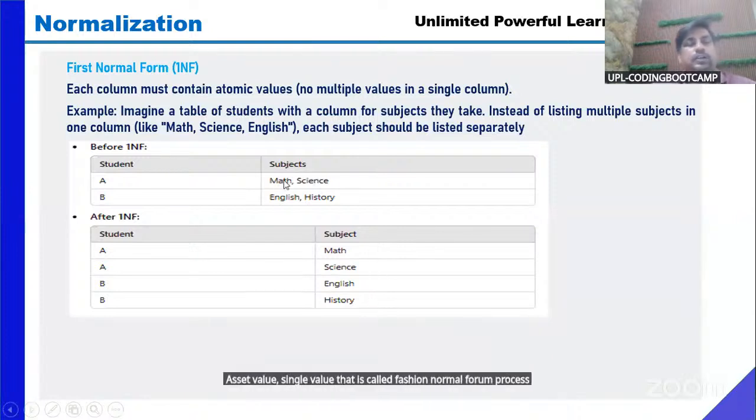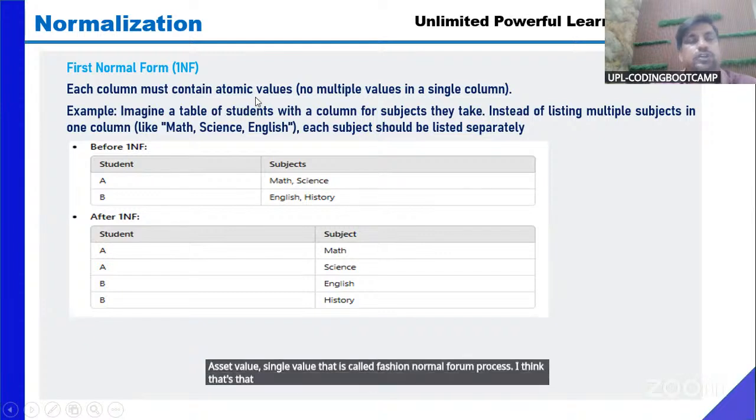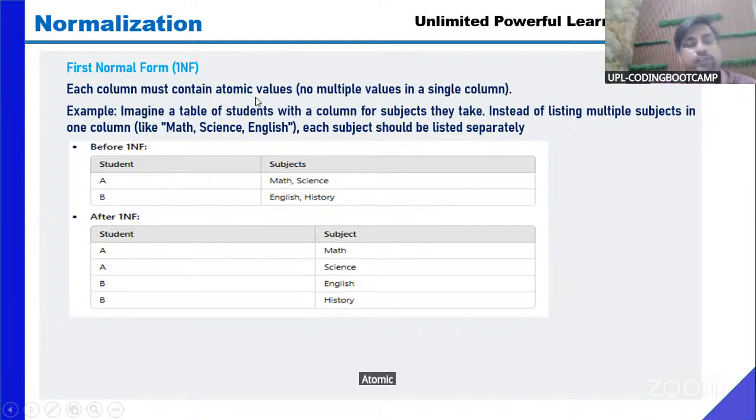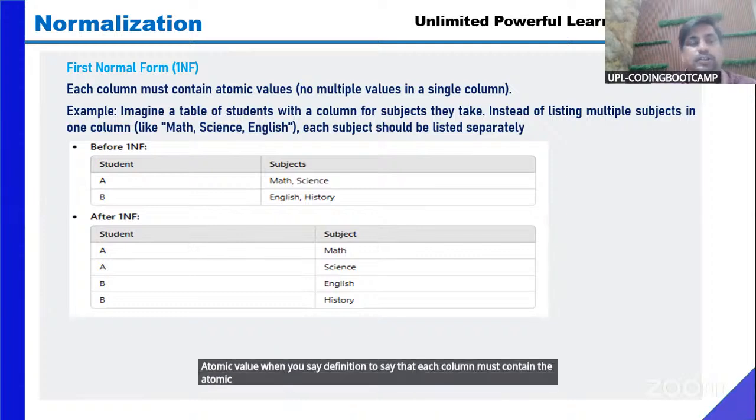I think that's the technical term we use: atomic value. When you say the book definition, it says that each column must contain an atomic value. Atomic means it is a single value. No multiple values in a single column is the general definition.